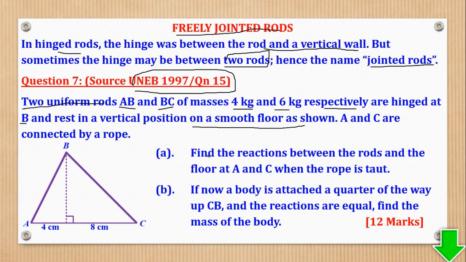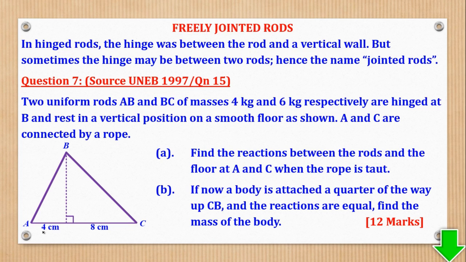Part A, find the reactions between the rods and the floor at A and C. The reaction at A and the reaction at C. When the rope is taut, taut means tight. In other words, being tight. And tight means there is tension in the string or the rope. Then part B, if now a body is attached a quarter way up CB and the reactions are equal, find the mass of the body.